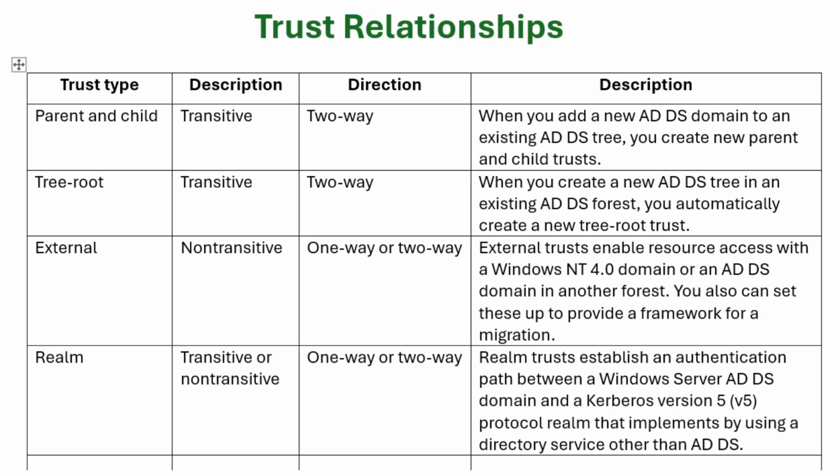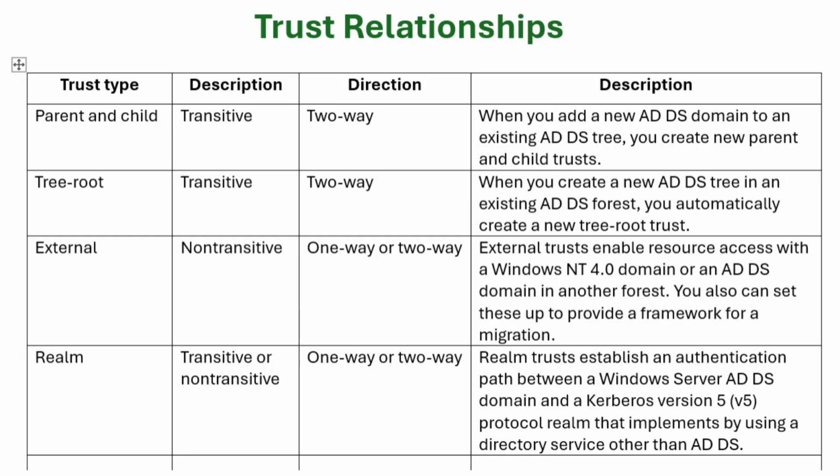Trust type, description, direction. Parent and child: transitive, two-way. When you add a new ADDS domain to an existing ADDS tree, you create new parent and child trusts. Tree root: transitive, two-way. When you create a new ADDS tree in an existing ADDS forest, you automatically create a new tree root trust.